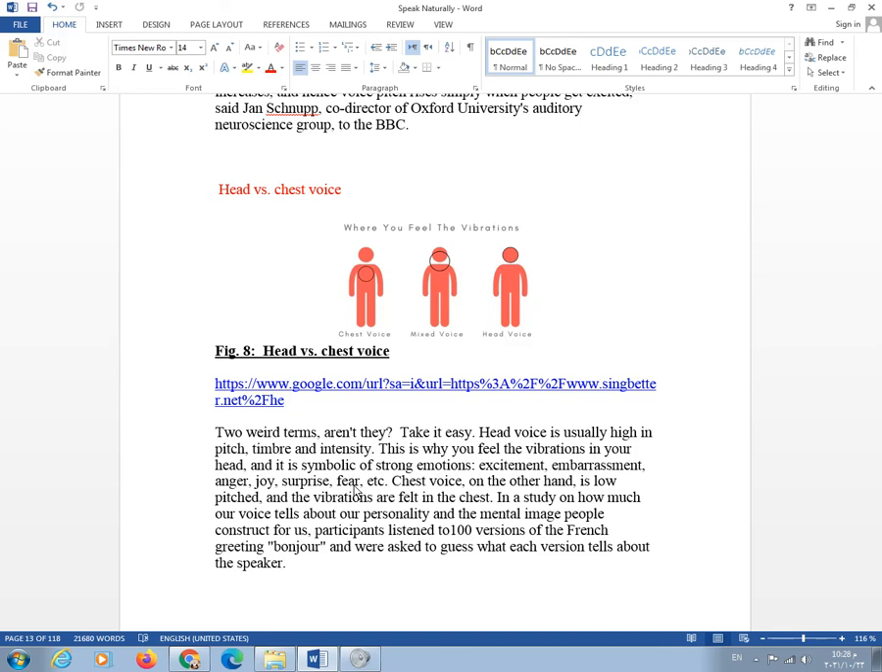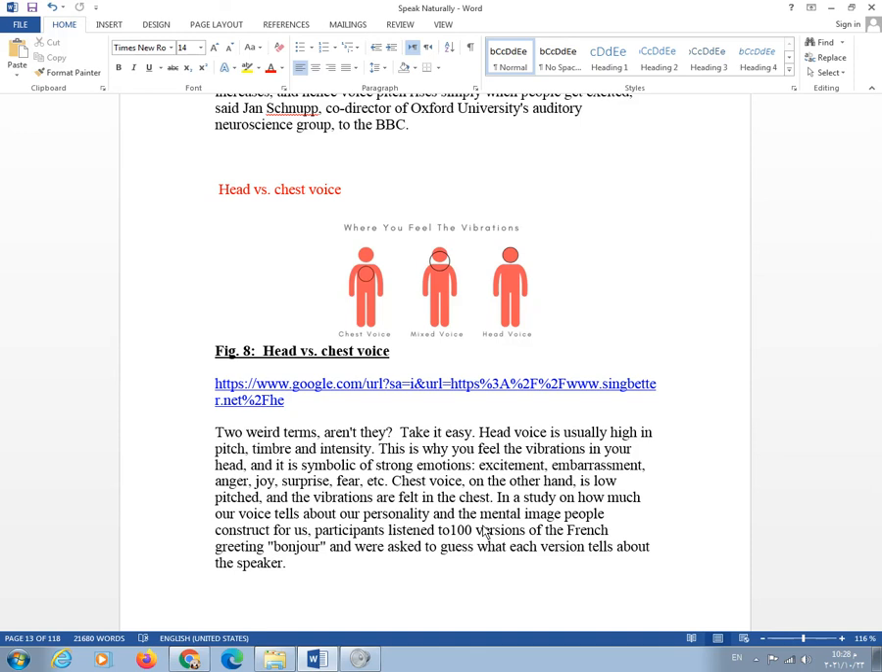Okay. Chest voice on the other hand is low pitched, وصوت كده رخيم وطبقته واطية, and the vibrations are felt in the chest. You can feel because you have control. انت مسيطر على صوتك. You have control on your chest. This way the vibrations you do not feel in your head. No, you feel the vibrations in your chest.